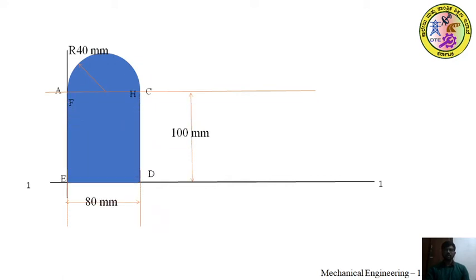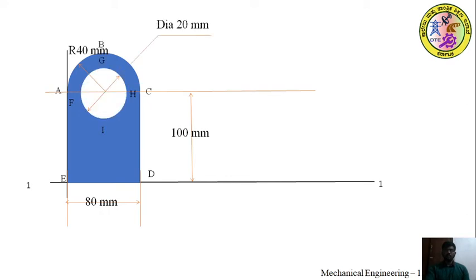The first one, ABC, is the semicircle, then CDEA is the rectangular section, and FGHI is the circle. The dimension of the rectangle is 100 mm into 80 mm. The diameter of the circle is 20 mm. The radius of the semicircle is 40 mm.